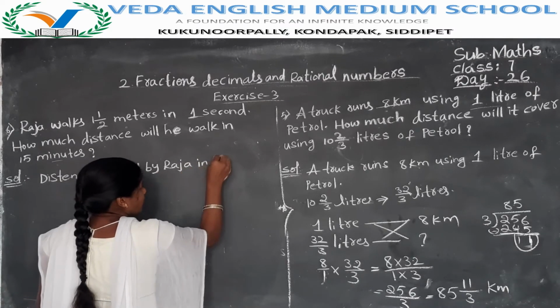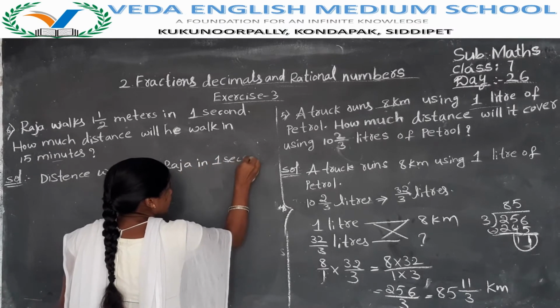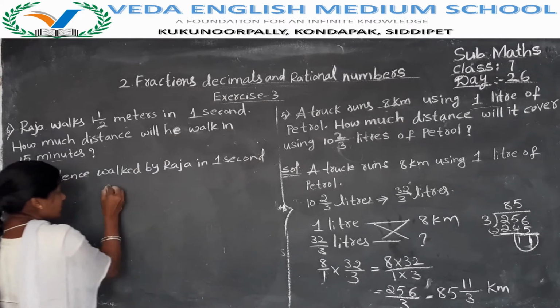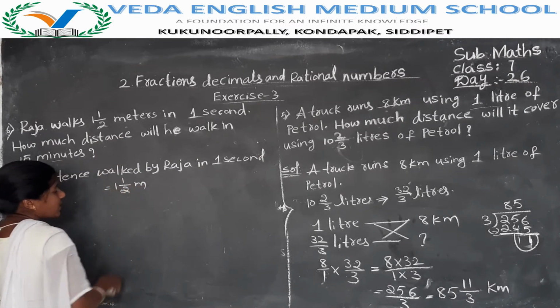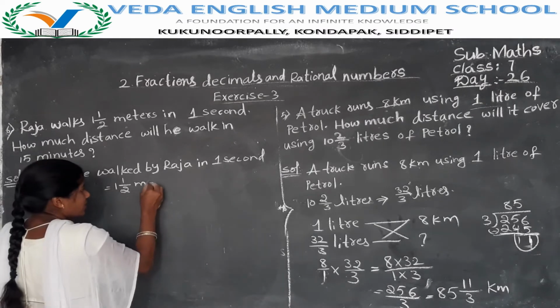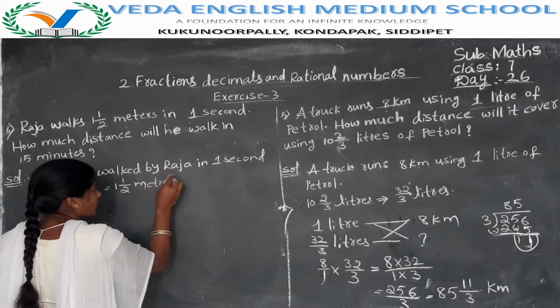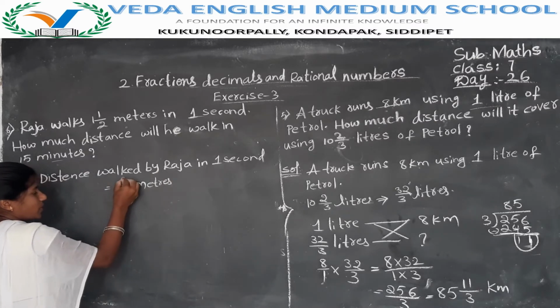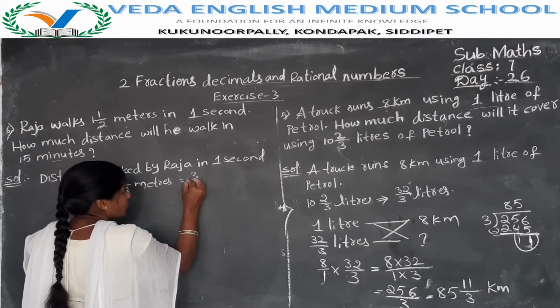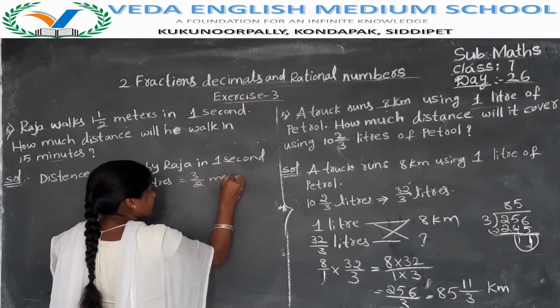in 1 second is equal to... He'll go 1 into 1 by 2 meters. Now it is a mixed fraction. We can convert this mixed fraction into improper fraction. How to convert? 2 ones are 2, 2 plus 1 is 3. That is equal to 3 by 2 meters.